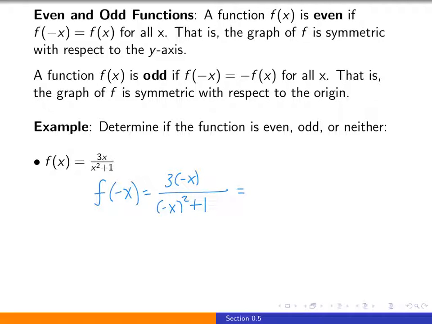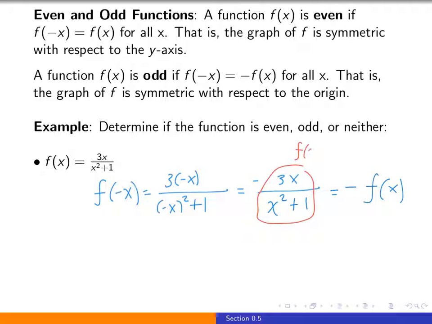Well, in the top, that's minus 3x. And in the bottom, the quantity minus x squared is exactly the same as x squared, because when you square a negative, it goes away. And this is minus, from the minus in front of the 3x, the function f of x. Because note, when you pull out that minus sign, the function f of x is left over. So looking back at our definitions, f of minus x is always minus f of x. The given function is odd.